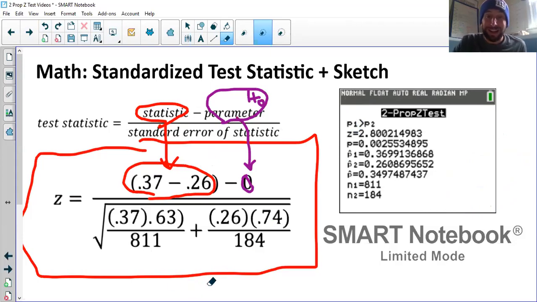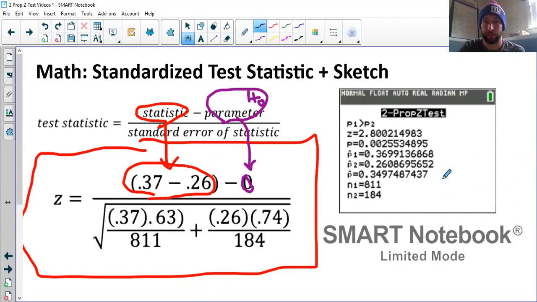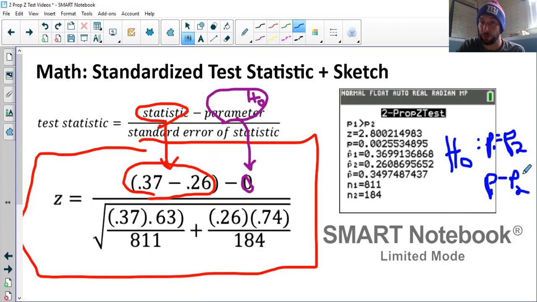what's in this red box right now is pretty good. But I want you to think for a second about the null hypothesis. In our null hypothesis, we said P1 equals P2. Sorry for the sloppiness. And we saw we could also write that as P1 minus P2 equals 0. We assume there's literally no difference.